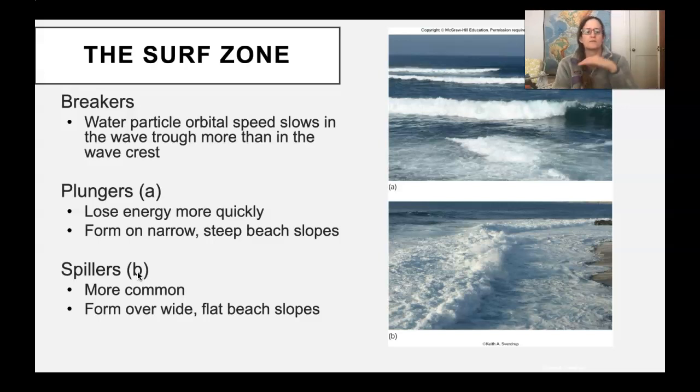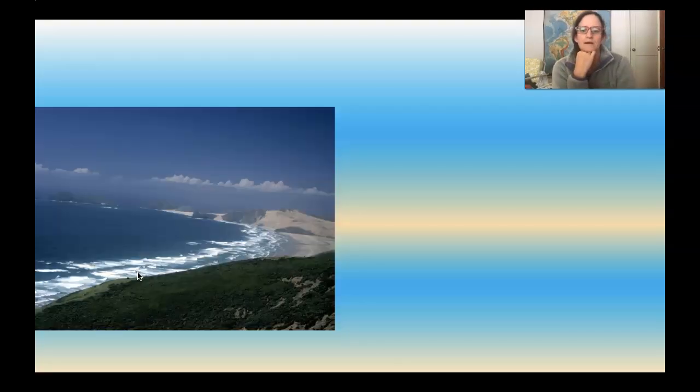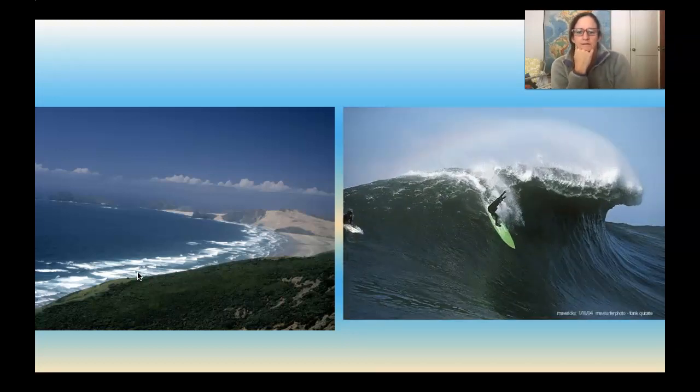Spillers are more common where you just kind of have the wave roll in and get foamy at the top versus a nice pretty spillover. And these are forming in wide, flat beach slopes. So next time you're at the beach, see if you can pick out, oh, that's a plunger and that's a spiller. All right, here's waves coming into the shoreline. That's definitely a plunger, and these are more spillers rolling in.